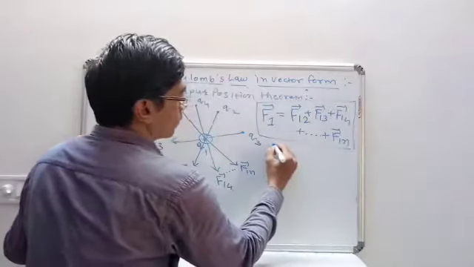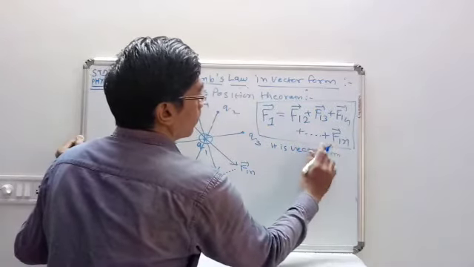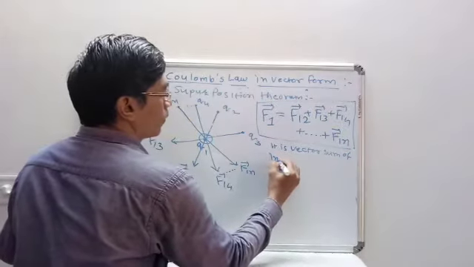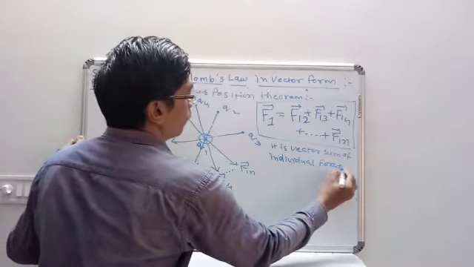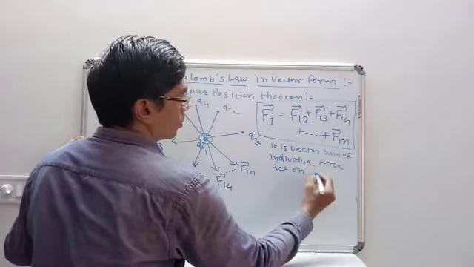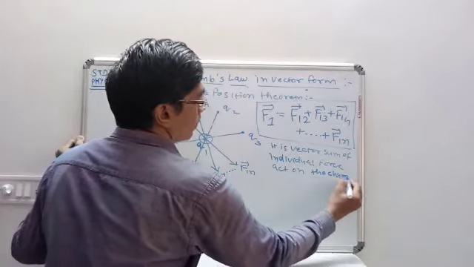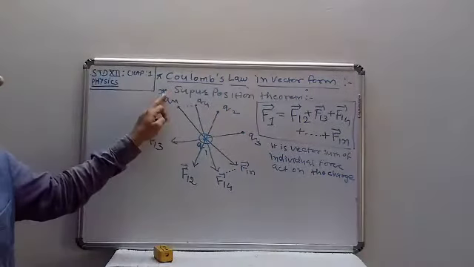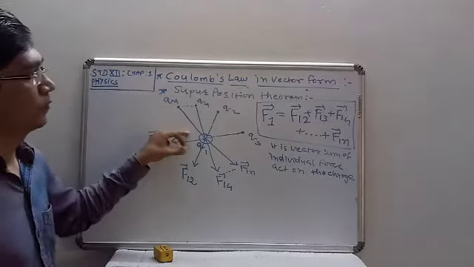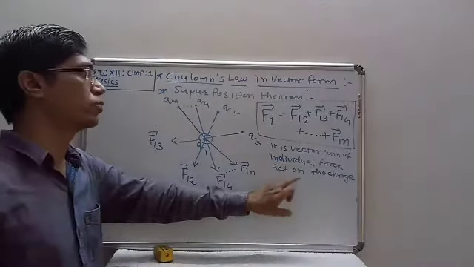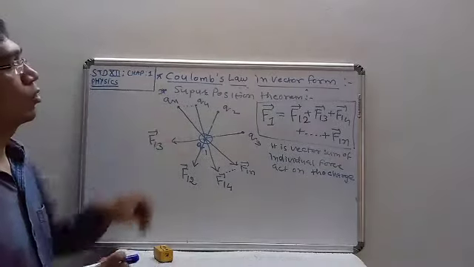So it is the vector sum of individual forces acting on the charge. So what is the superposition theorem? It is the resultant force acting on the charge, which is equal to the vector sum of the individual forces acting on that charge.